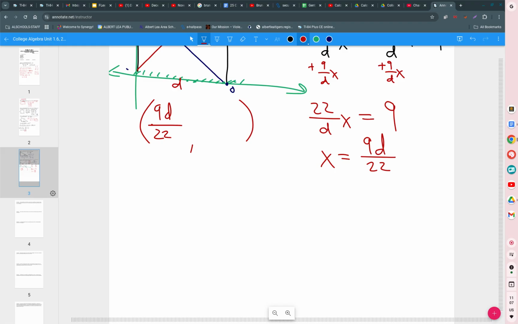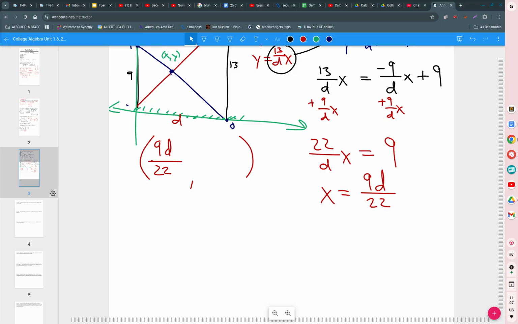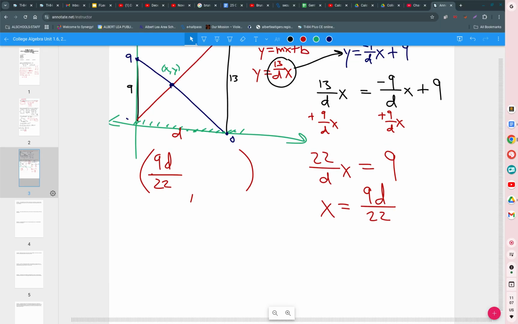Once we get the x value, we find the y value by plugging it in. You have two equations that you can use. I'm going to use y is equal to 13 over d times x. So y is equal to 13 over d times my x, which is 9d over 22. And this is where the beautiful thing happens. What do you notice? The d's cancel. They're gone.